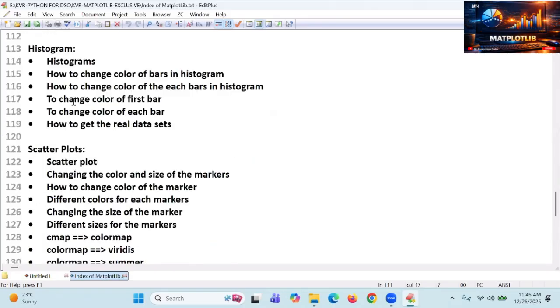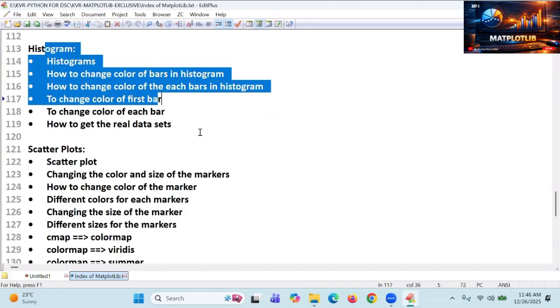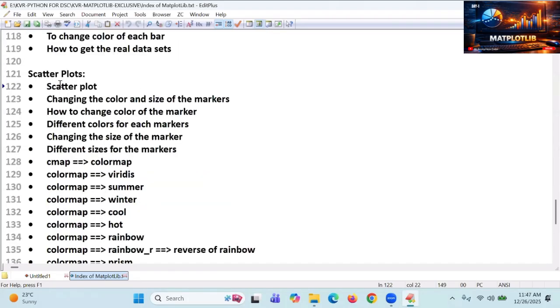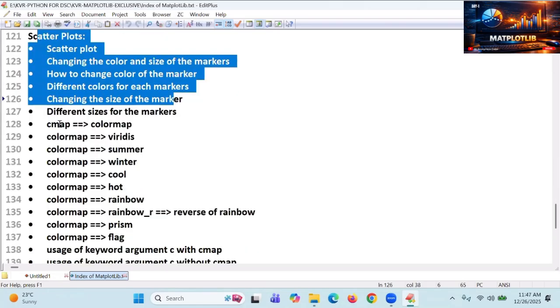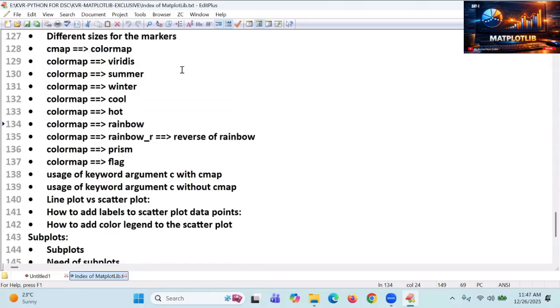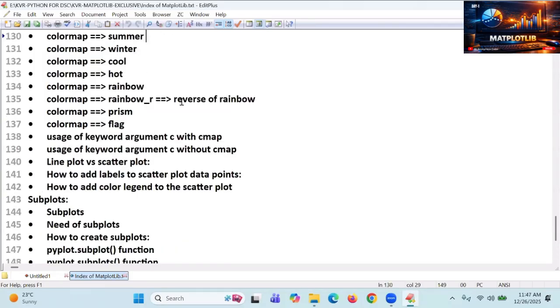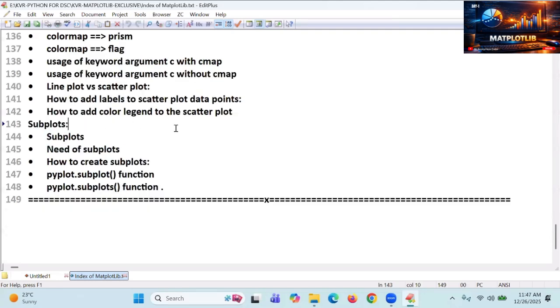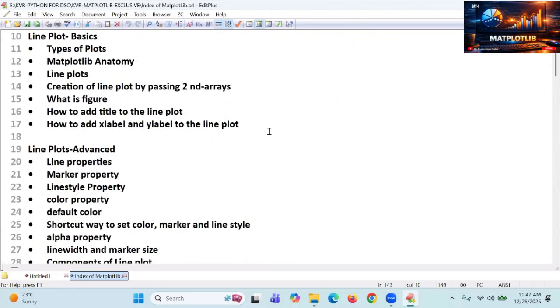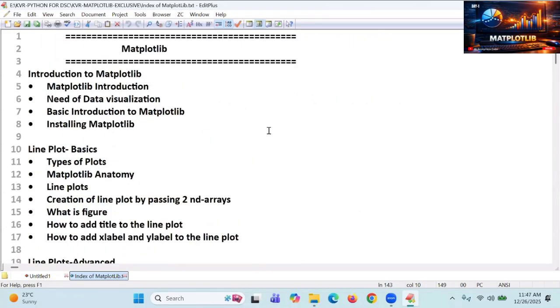Next, I'll go for the histogram. Are you following me? What is the meaning of a histogram? How to take it? Then the scatter plot, and what is the cmap, the color map, with summer, winter, cool, hot, rainbow. These are all different types of color maps. Next is subplots. These are the types of Matplotlib mechanisms I am going to take. Shall we start? Right.